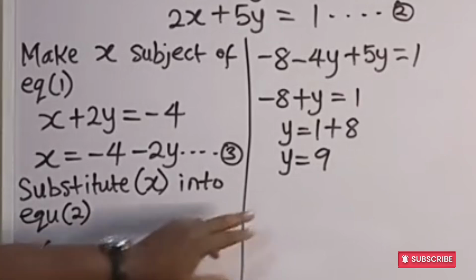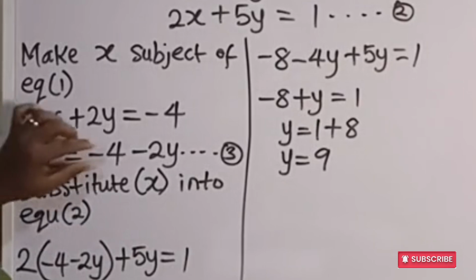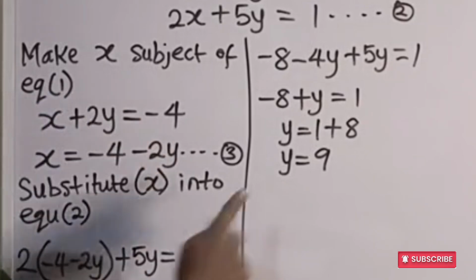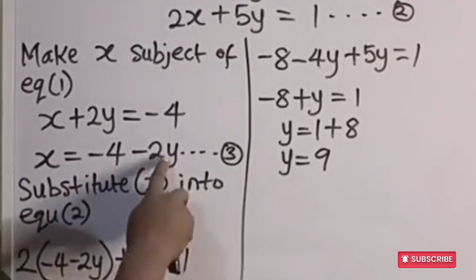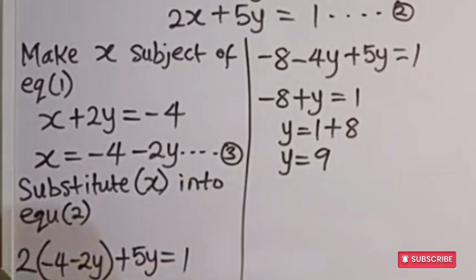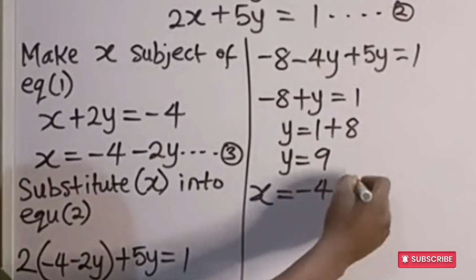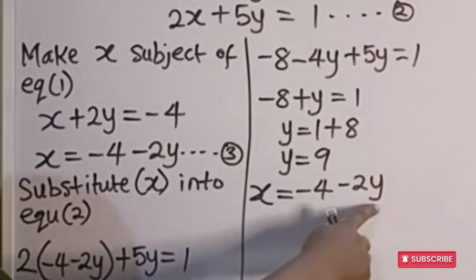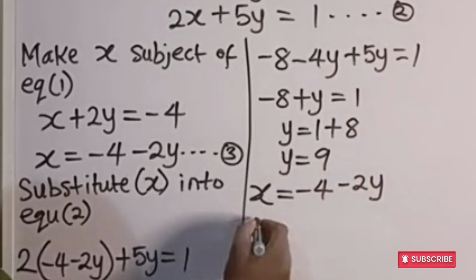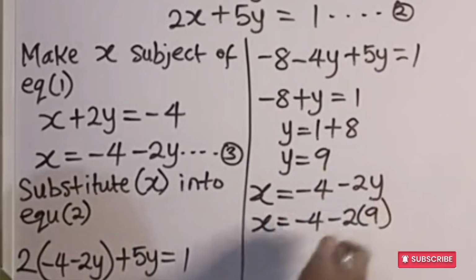So now we've gotten the value of y. We can now go back to equation 3 that says x is equal to minus 4 minus 2y. And then wherever we see y, we are going to put 9. So x is equal to minus 4 minus 2y. So we're going to replace y with 9. So x is equal to minus 4 minus 2 into 9.